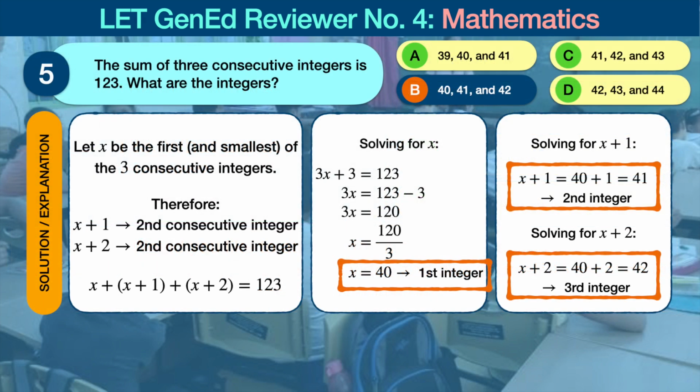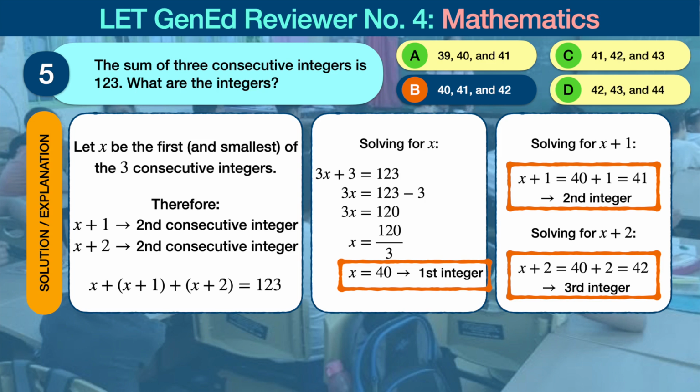The correct answer is B. The integers are 40, 41, and 42. To solve the problem, let x be the first and the smallest of the 3 consecutive integers we are looking for. Therefore, the second integer should be x plus 1, and the third integer should be x plus 2. We know that the sum of the three consecutive integers is 123. Therefore, x plus x plus 1 plus x plus 2 is equal to 123.